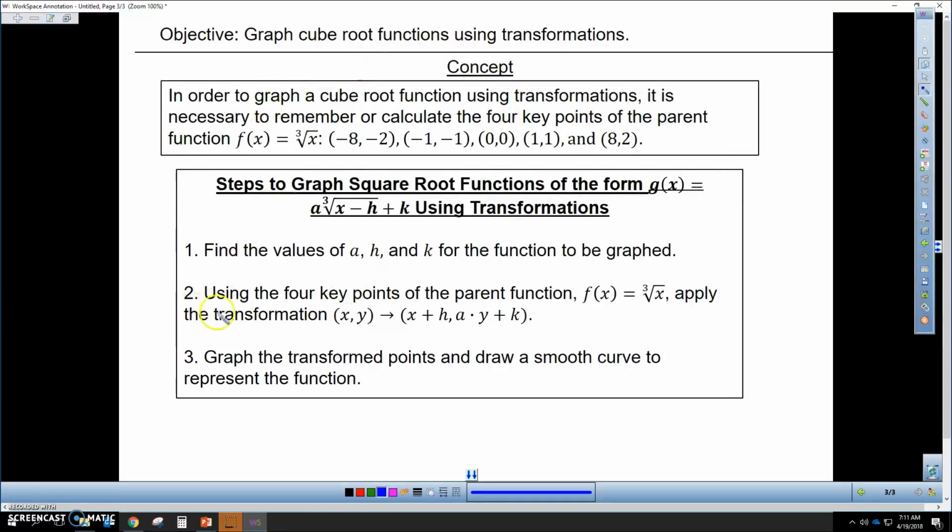The only thing that's different after finding our a, h, and k is that we will use the parent function f of x equals cube root of x. Remember the parent function f of x equals x cubed. This is a cubic function, and its inverse is the cube root. I'll change this to a g of x so we don't have any discrepancies. It looks like it's tipped on its side, so it'll look something like this.